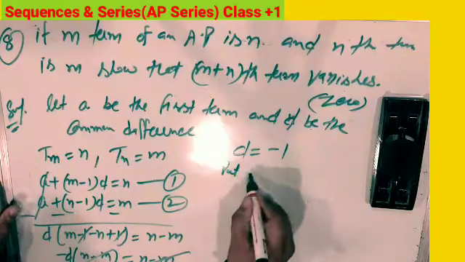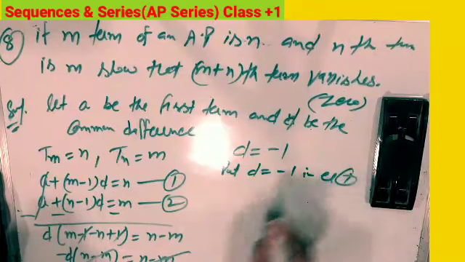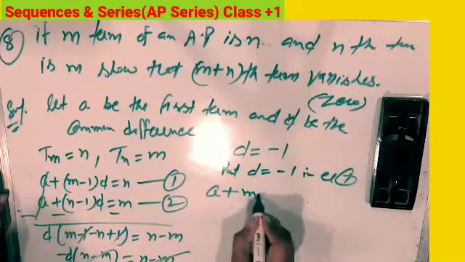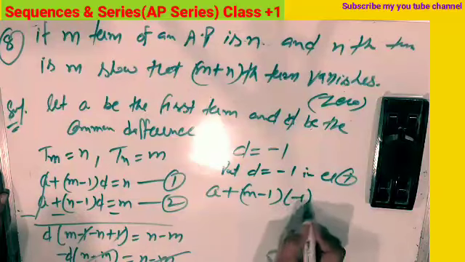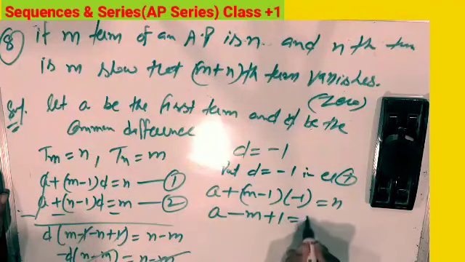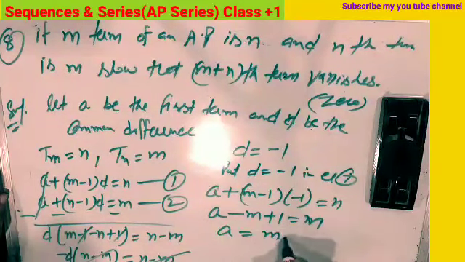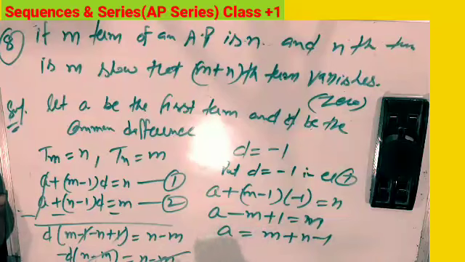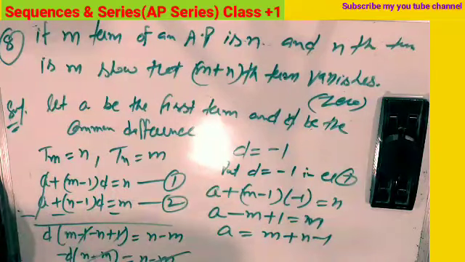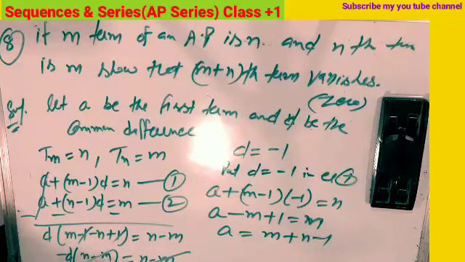Put d equal to minus 1 in equation number 1. We have to find the value of a. a will be m plus n minus 1. Now we have to show that the (m plus n)th term is 0.